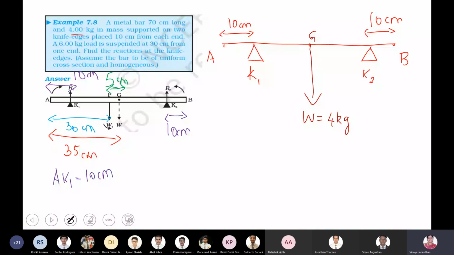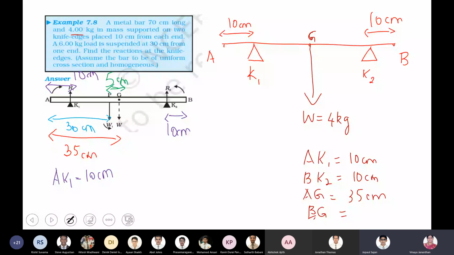Hitesh, Jopal, what is the distance between A and G? AK1 is 10 centimeter. Okay, BK2 is 10 centimeter. I want the distance between AG. A to G. 35. Yes, because the entire length is 70. So what is the distance between BG? B to G.